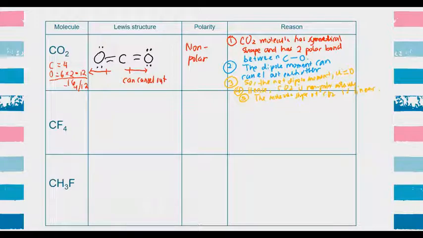Now kita lukis CF4 pula. Untuk carbon kita tahu ada 4 valence elektron. Fluorine ada 7. 7 kali 4 sama dengan 28. 28 tambah 4 dapat 32. Okay. Tolak bonding elektron dia berapa? Tak apa, kita lukis dulu C F F F F. Okay. So, bonding elektron ada berapa? 1, 2, 3, 4, 5, 6, 7, 8. 8. 32 tolak 8 dapat berapa? 24.